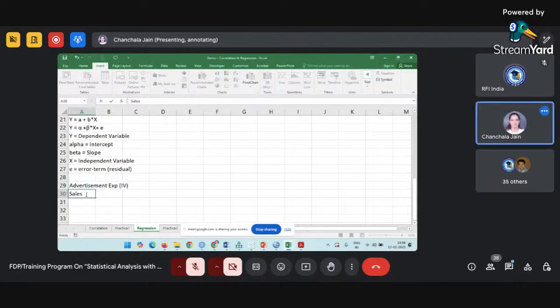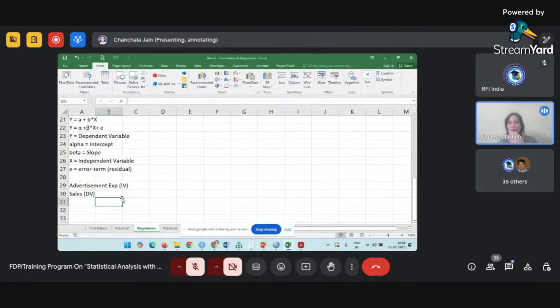Very good. Who was interacting? I don't know the name. Rana Saeed. Okay. Thank you so much, ma'am. Ma'am has said correctly. Advertisement expenditure will be the independent variable and the sales will be the dependent variable.